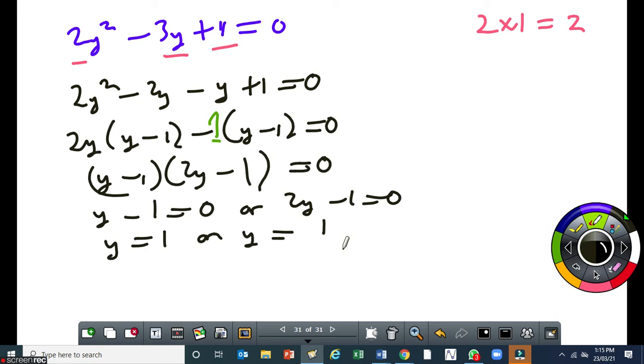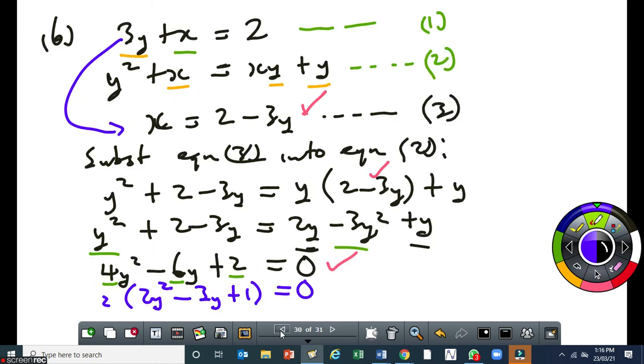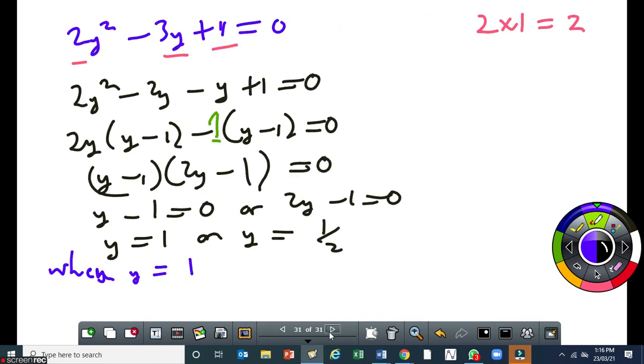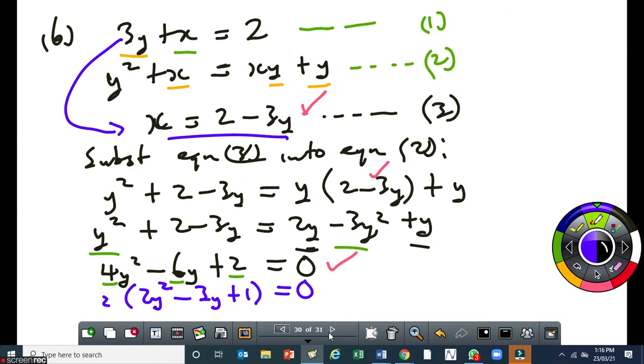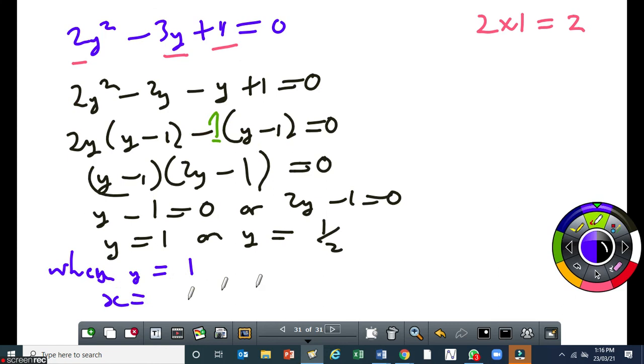So I have two values of y. Since I got two values of y, I need to determine two values of x, one for each value of y. So from here I'll say when y is equal to 1, I'll go back to my substitution, this one here. So x is equal to 2 minus 3y. So that will be 2 minus 3 times 1. And then you get 2 minus 3 equal to negative 1. So when y is equal to 1, x is minus 1.